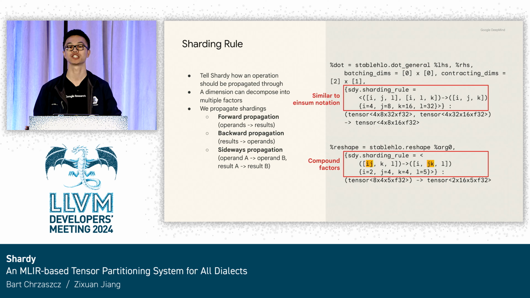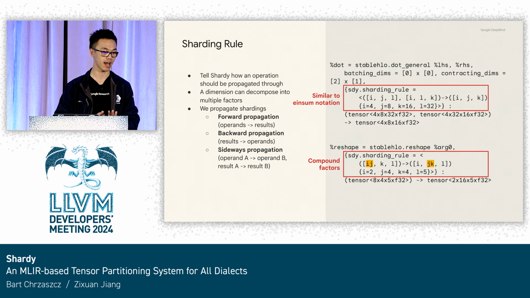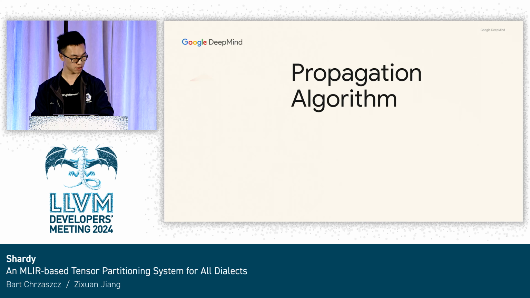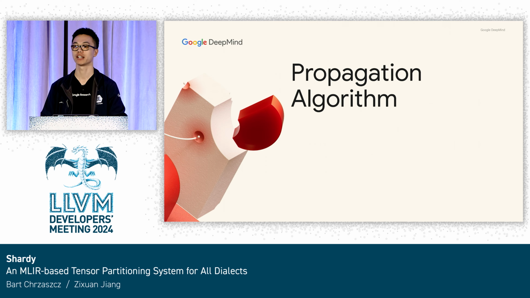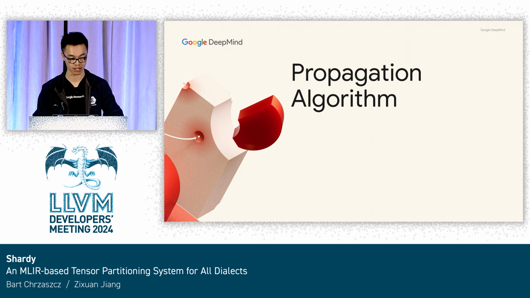And we propagate shardings in three directions. The first one is the forward direction, which is propagating from the operands to the results. Also, we support backward propagation and sideways propagation, which is between different operands and between different results. In the next section, we discuss how we propagate shardings with these sharding annotations and the new APIs.